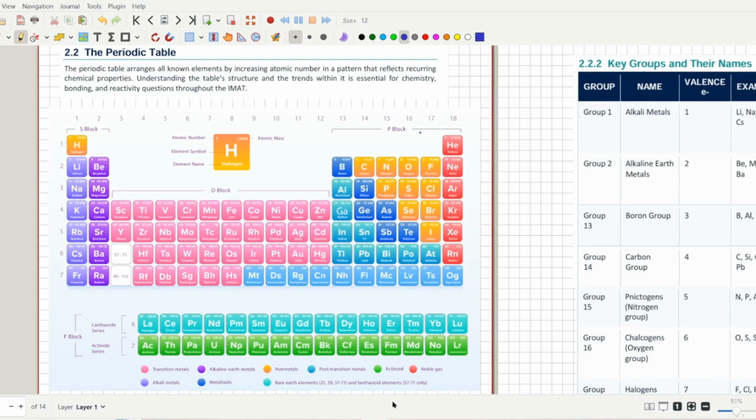So our next lecture is about the periodic table. The periodic table is one of the most difficult topics that students find, but I think it is one of the easiest, because the first thing that you have to do is to memorize the periodic table. So in this lecture we will discuss the periodic table and all the periodic trends that you need for the IMAT exam. We won't be going into the details that are irrelevant to IMAT, but you have to know that these are the topics and these are the elements that you have to memorize.